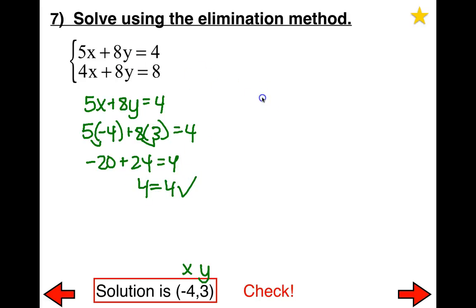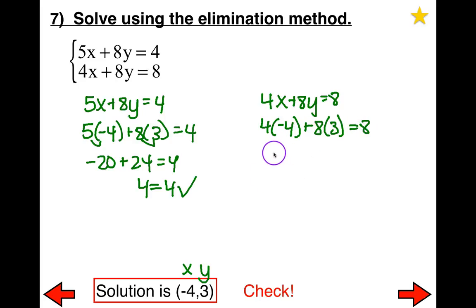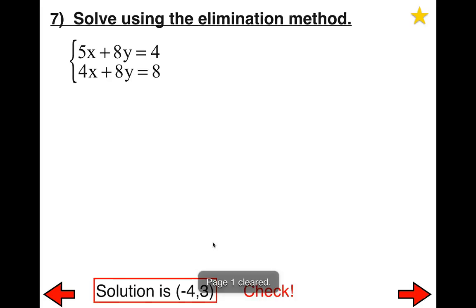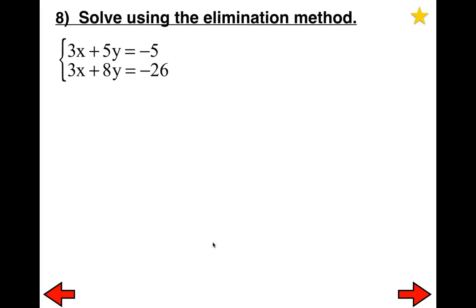Now I'm going to check the next equation. 4x plus 8y equals 8. Here the x's are -4s, the y's are 3s, and it's supposed to equal 8. You have a -16 plus 24 equals 8. Is this true? The answer is yes. So again, I can claim that the solution to the system is indeed -4, 3. Now let's quickly check the very last one.